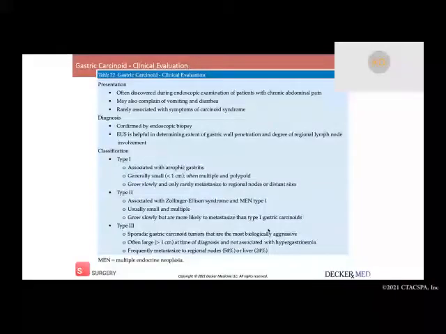Type 3, those are the sporadic ones. They happen to be more biologically aggressive. They're usually larger at the time of presentation. They're not associated with a hypergastrinemia state. And those are ones that will frequently metastasize to regional nodes or to the liver.